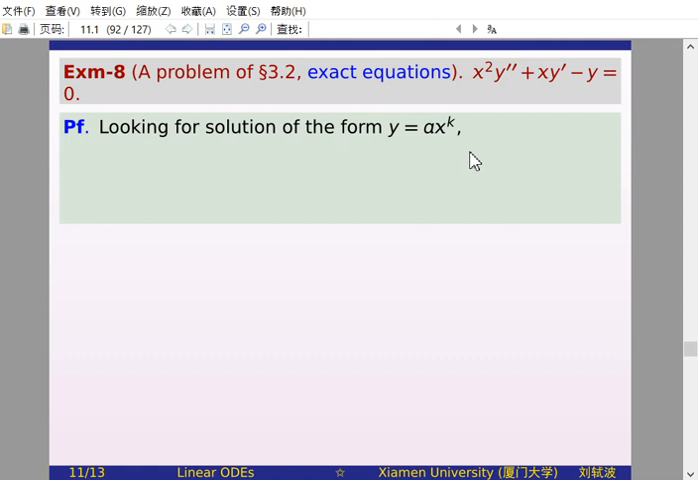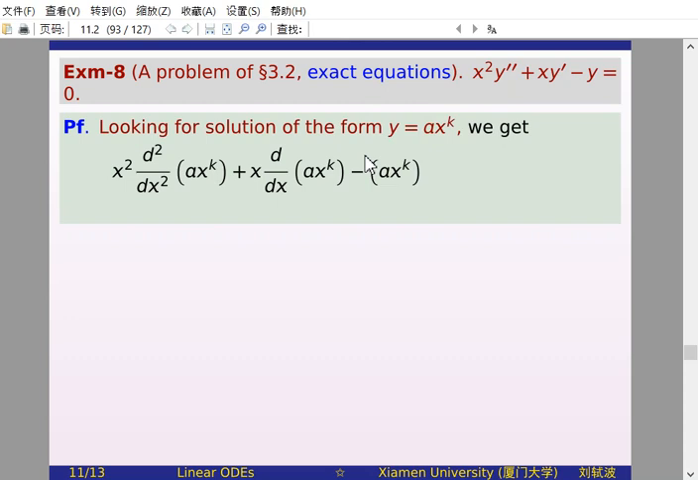Of course the a here is not necessary, because this is a homogeneous equation. For a homogeneous equation, if for some a this is a solution, then for any a the corresponding y is also a solution. Anyway, substituting this y into the equation, we obtain by direct computation a x^k (k squared minus 1).